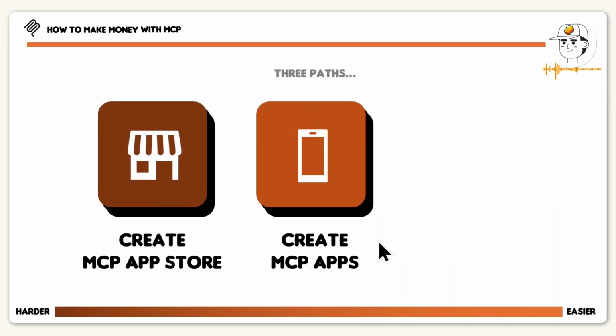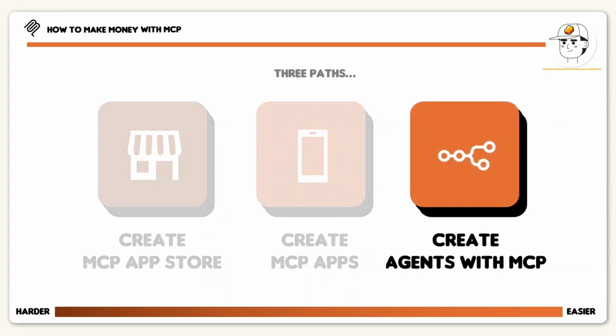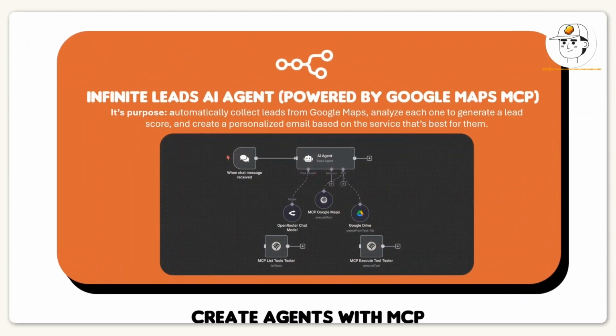But the second path is for you to create MCP apps, which may still not be so accessible for some people. So the easiest and the one that we will be going through today is the third path, which is how you can create an AI agent that is using MCP. And what we will be doing is to build out this AI agent step by step and show you how you can use MCP to power the agent itself.